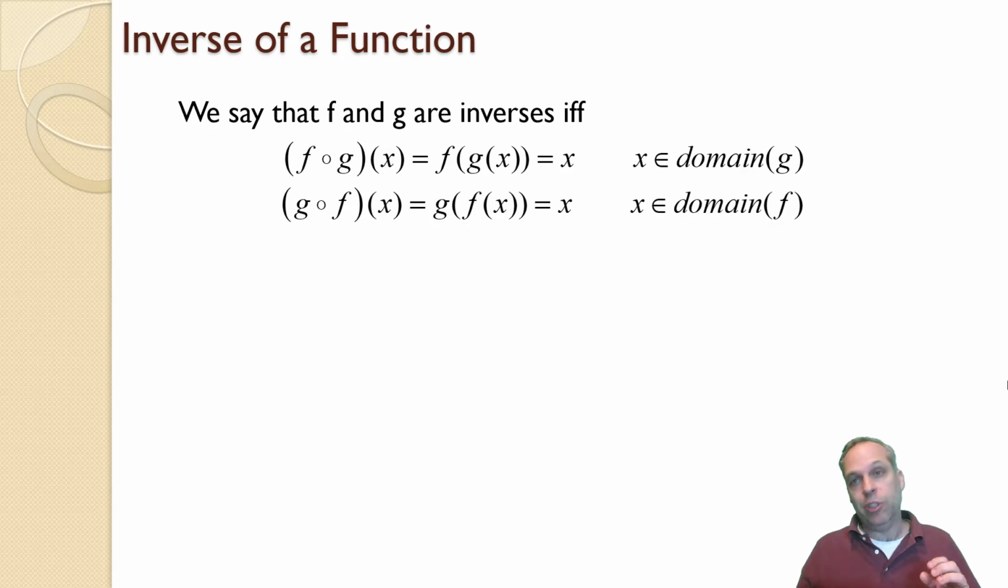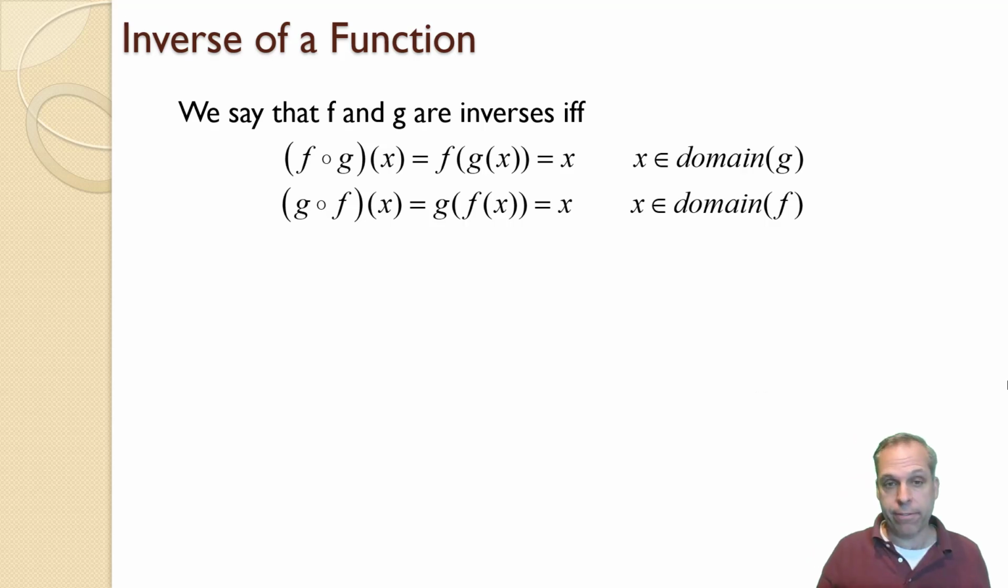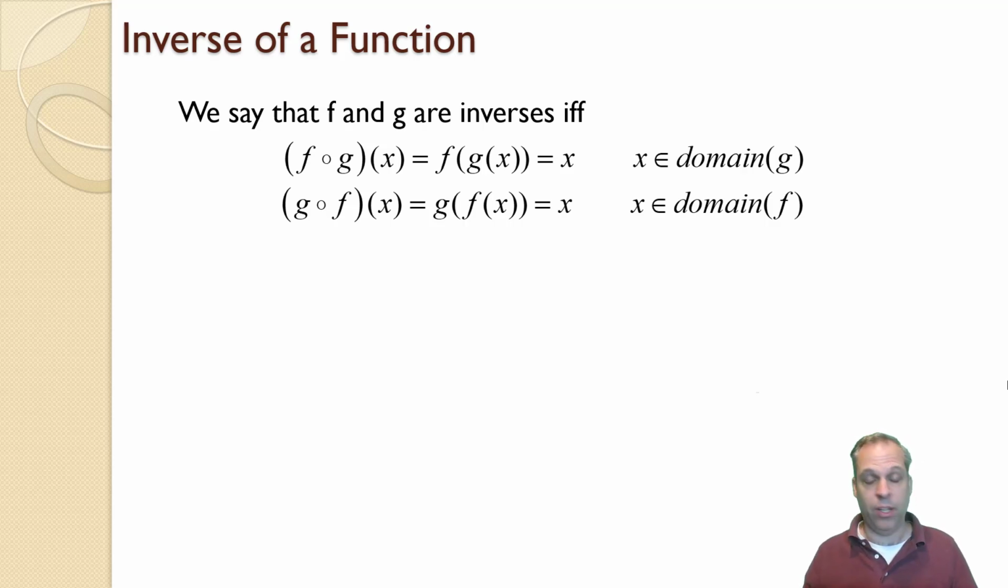function, which means specifically on an algebraic level that f composed with g at x is the same as just x for all x in the domain of g, and g composed with f applied at x is just x for all values in the domain of f. Notice that the two identities here I'm mentioning are over different sets. That's one of the reasons that inverses are actually kind of difficult for most students.